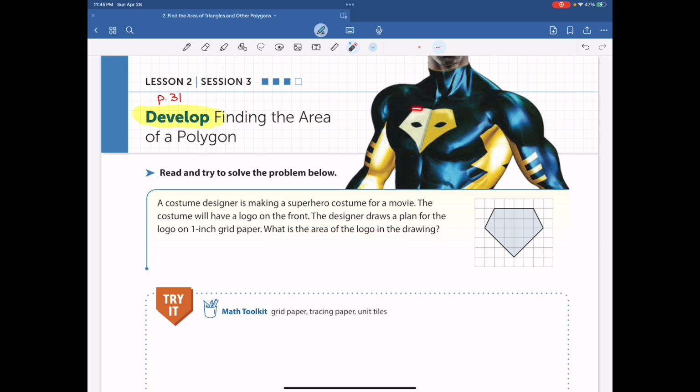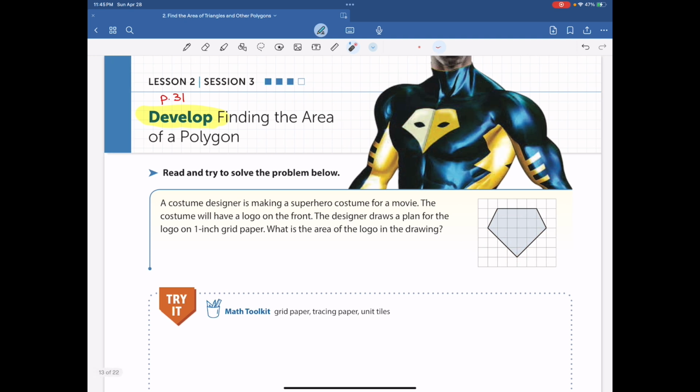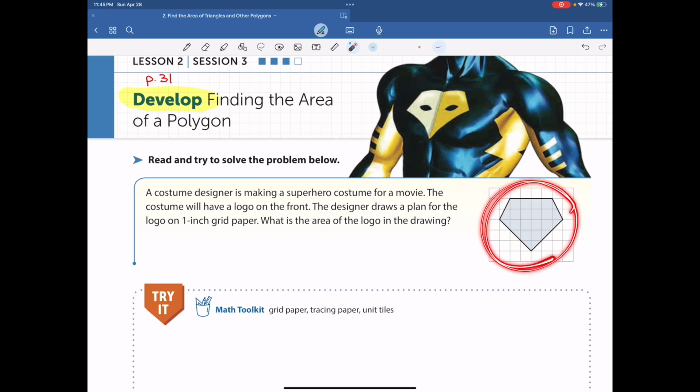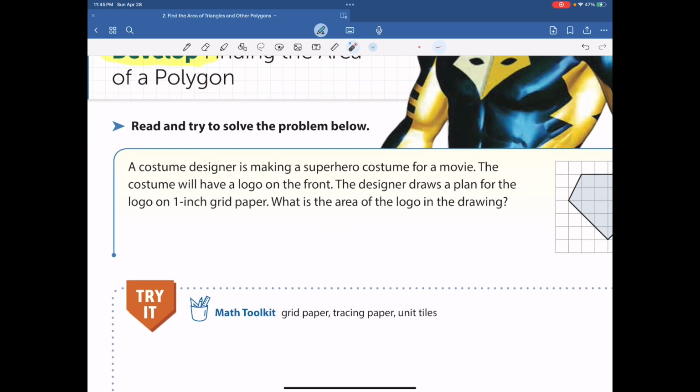And you can see that the logo on the front of the costume here is in the shape of a diamond. And it is represented here on this 1-inch grid paper. So let's go ahead and do a little bit of review first, because this is a complicated shape that we have never found the area of before. So let's look at some simpler shapes.